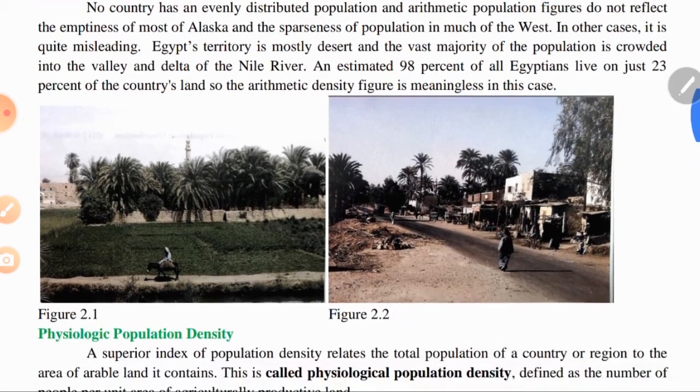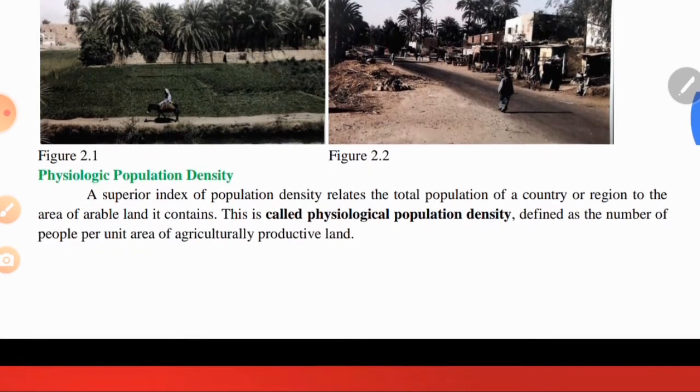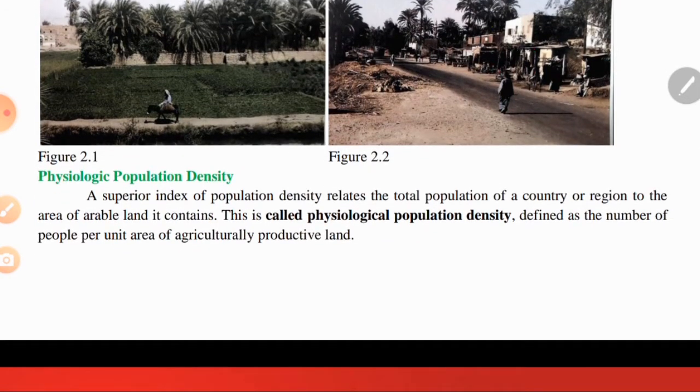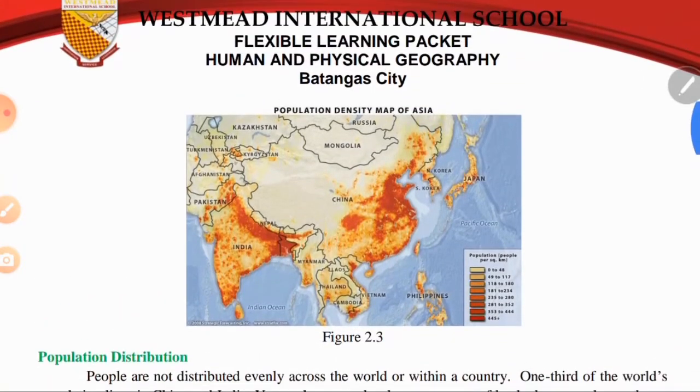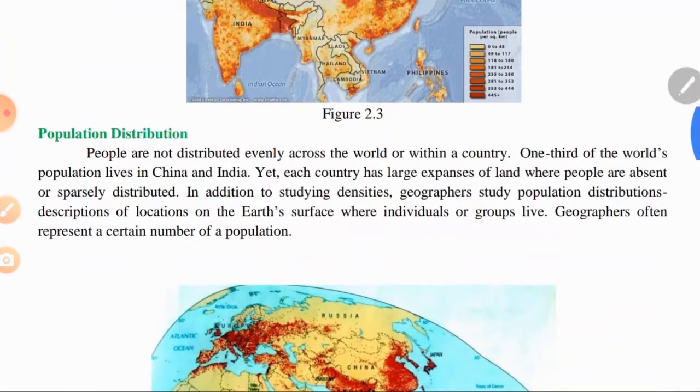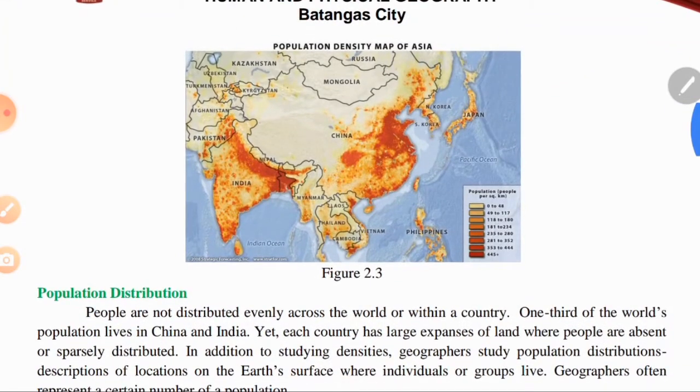And as you can see from figures 2.1 and 2.2, there is also physiologic population density. It is defined as the number of people per unit area of agriculturally productive land. And this is just the population density map of Asia.